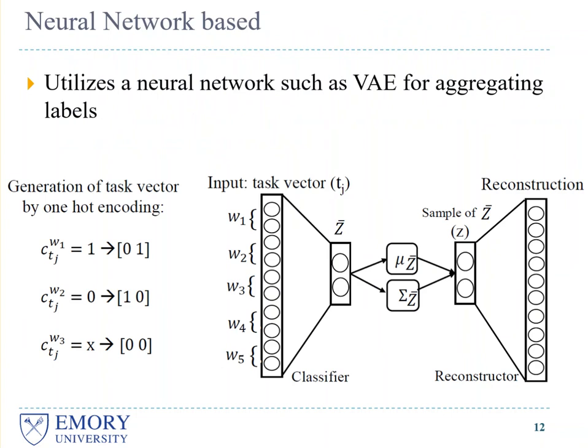Also, there are a few neural network-based methods, and one of them uses a variational autoencoder to aggregate the labels. They input the task vector by applying one-hot encoding on it, and they try to build the reconstruction vector of the input vectors, and in the middle layer, they want to infer the labels.